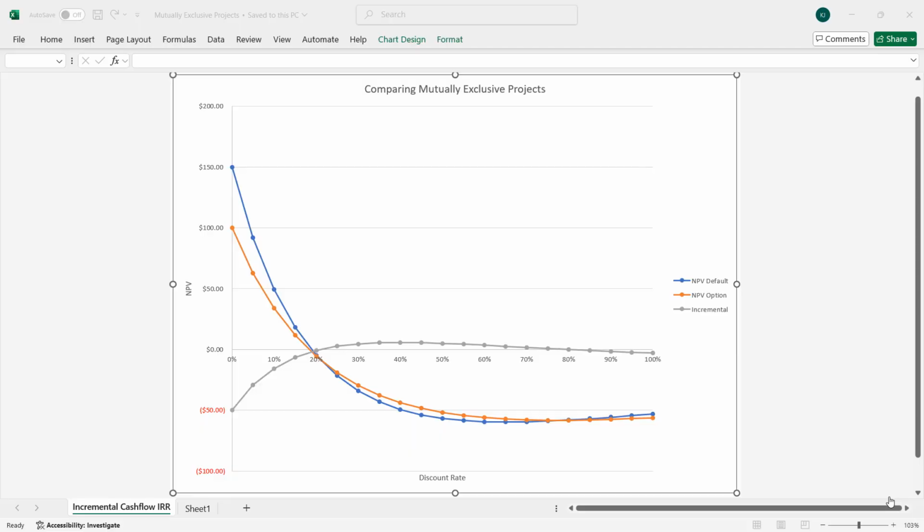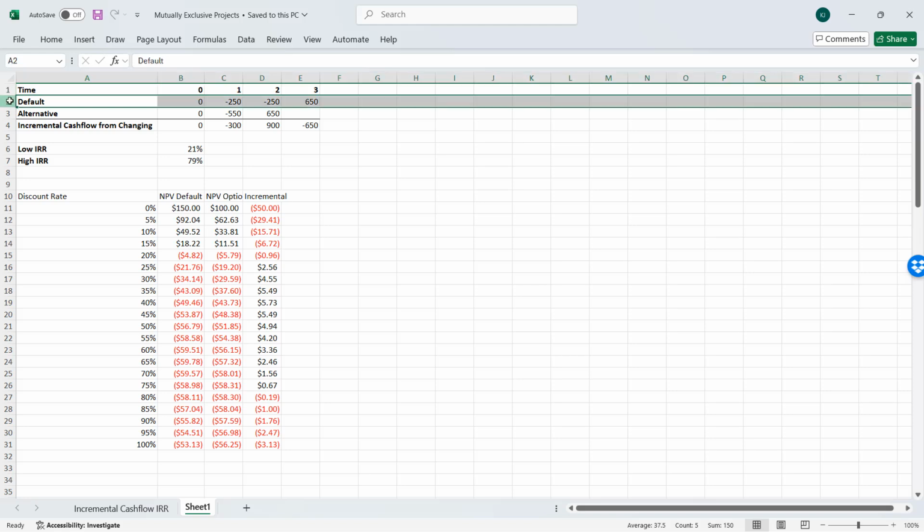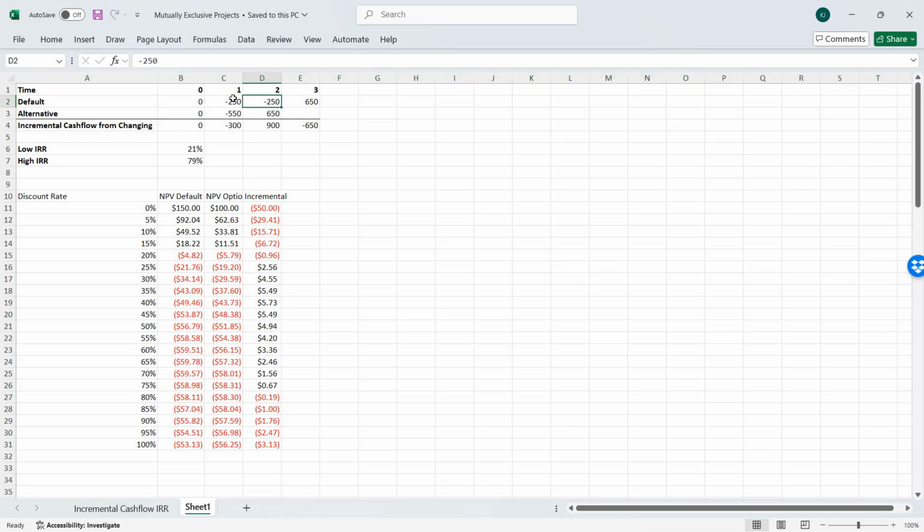In this video, I want to give you a little bit more context and intuition as to why we compare mutually exclusive projects in the way we do. So in the example, we had a default option, which is what we were already locked into, that had this particular pattern of cash flows, where we had negative 250, negative 250, and then we received 650 upon the completion of the contract. The alternative we were considering would result in a $550 outflow in year one, and then a $650 inflow in year two, and then it would be done.